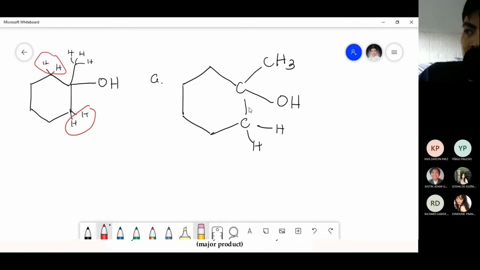Kasi, may space dito eh. So, yan. So, pwede niya kunin yung hydrogen nito. Pwede rin ito. Same lang yan kasi pares naman sila dalawang hydrogen. Okay? So, same lang yan. So, ito yung pinapakita ko. So, ito yung A.